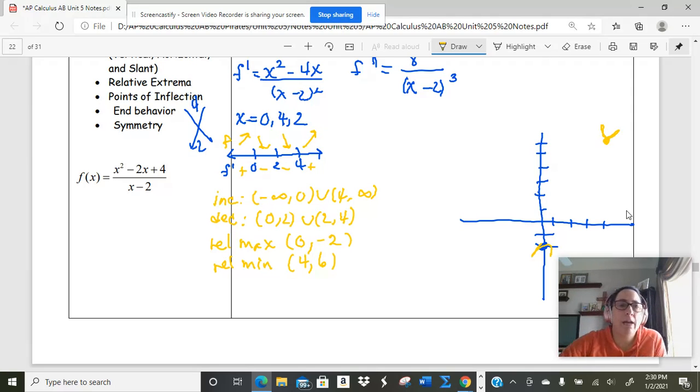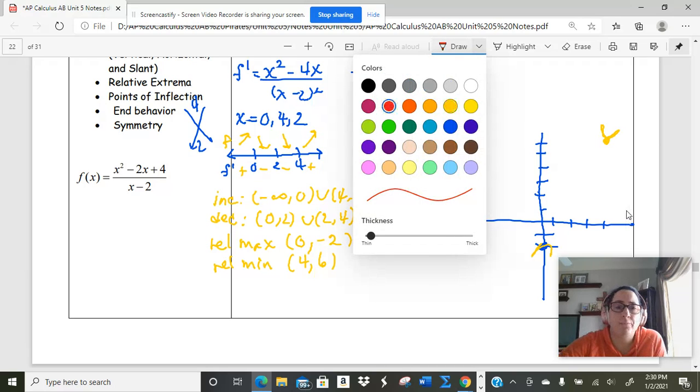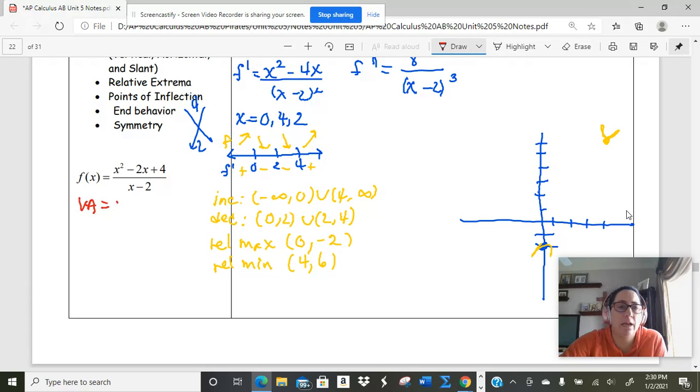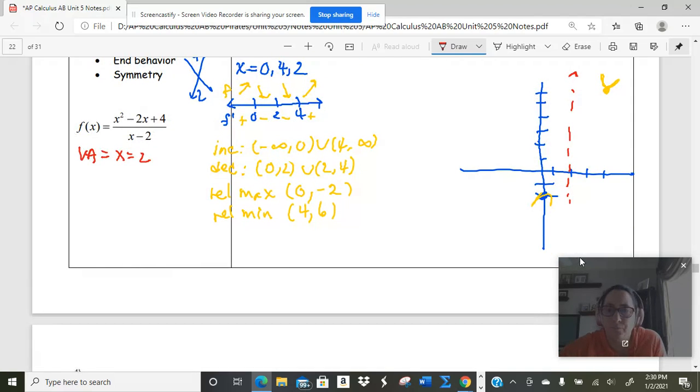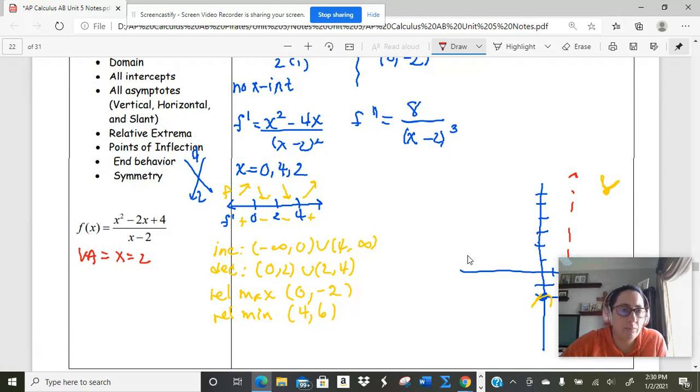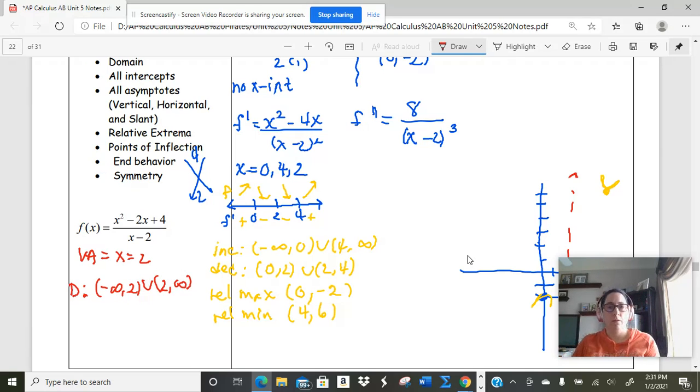What else did I know? I know I have a vertical asymptote. I have this VA here at x equals 2 because that didn't factor. So I can put that in. And I can put my domain with that. So my domain is from negative infinity to 2, because 2 can't work, and then 2 to infinity. So I know everything else is going to be going on. I can talk about my points of inflection.